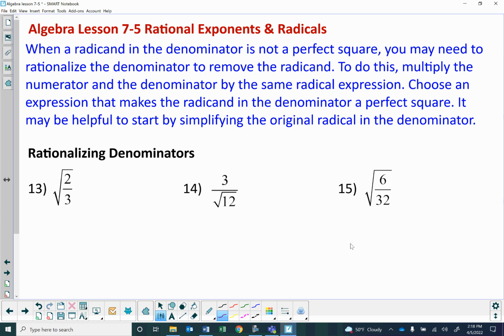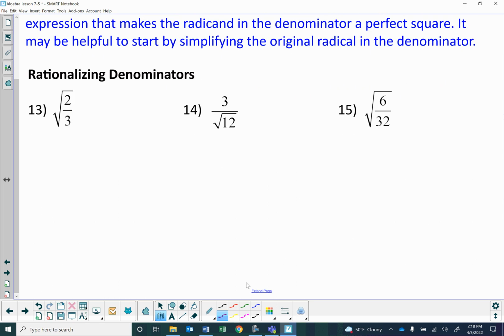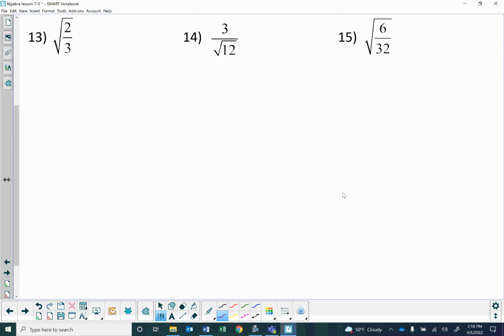So let's take a look at number 13. If I take a look at number 13, I have the square root of 2/3. Well, 2 is not divisible by 3, so I'm going to break this down to become the square root of 2 divided by the square root of 3. Now I can have the square root of 2 in the numerator all day long, but I cannot have a square root in the denominator because it's what we call an irrational number, and you cannot have an irrational number in your denominator. So you must make it a rational number.